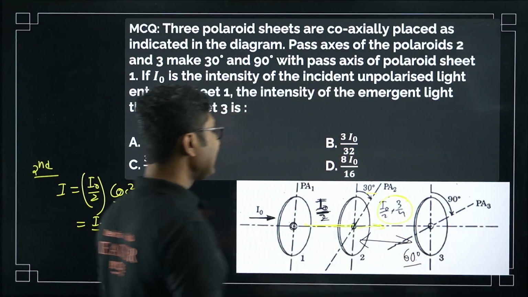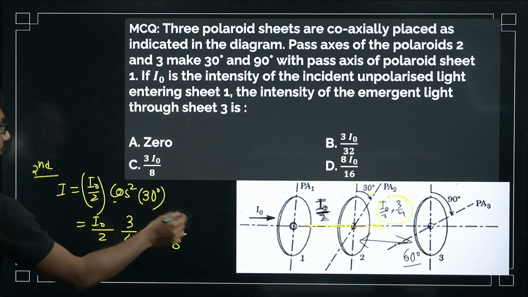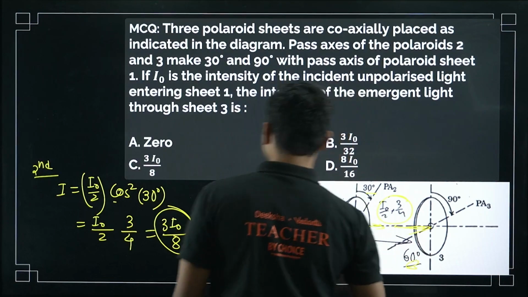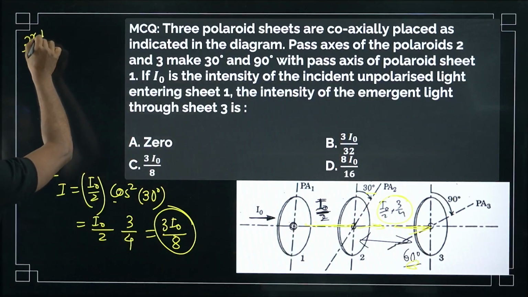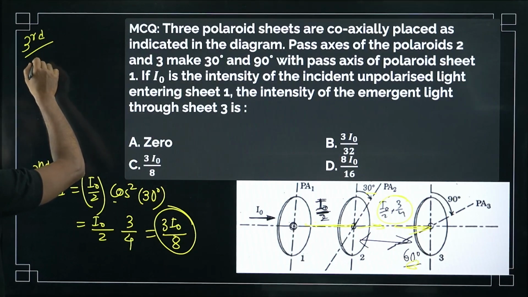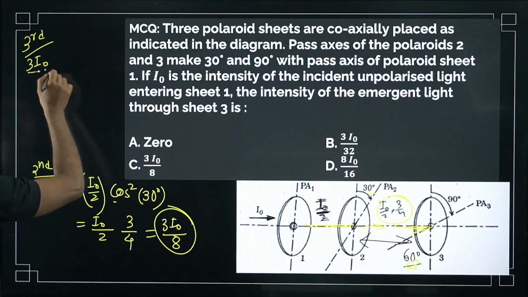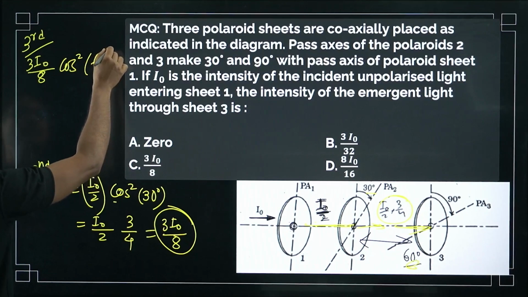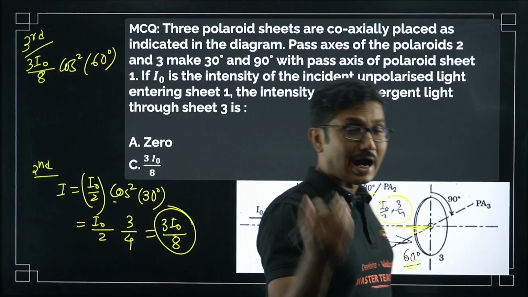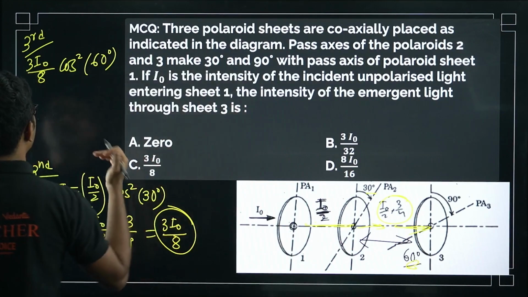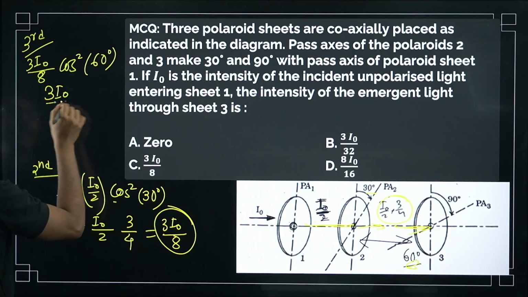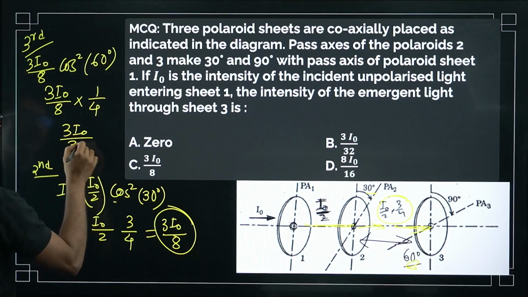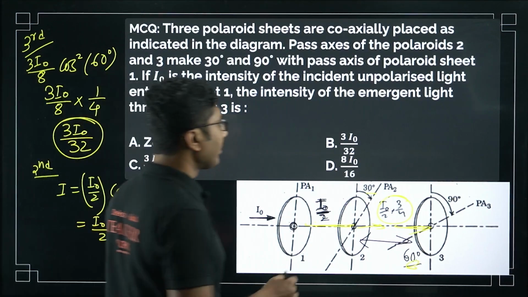Now the next angle is 60 degrees. What will be the output? Now the input is 3 I0 by 8 and the angle is 60 degrees. So for the third Polaroid it will be 3 I0 by 8 into cos square 60 degrees. Cos 60 is half, so cos square 60 means 1 by 4. So 3 I0 by 8 into 1 by 4 will be 3 I0 by 32. So this is the final intensity, 3 I0 by 32.